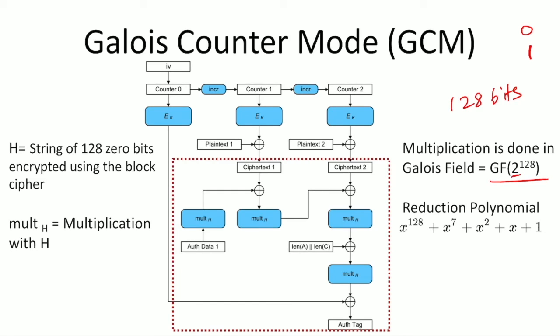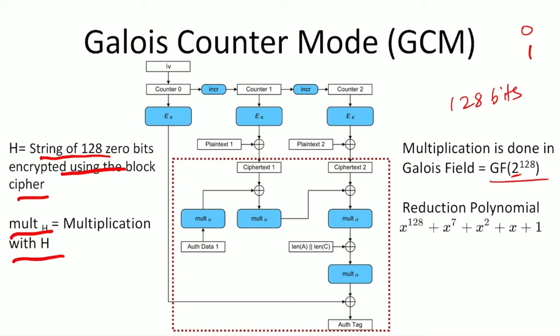And over here, Mult-H basically means multiplication with H. And what is H? H is essentially just a string of 128 0 bits encrypted using the block cipher. So it is essentially a block. So when we say mult-H, we actually convert the H block to a polynomial, and the other data block being multiplied with it also into a polynomial, and then we multiply them together.